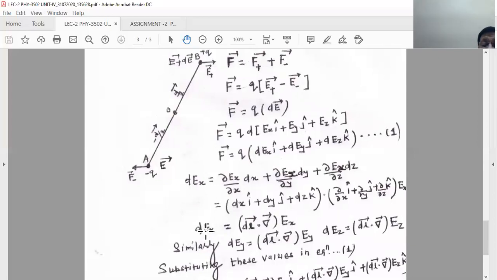Similarly, you can write down for y, so instead of writing Ex, you write down Ey. Similarly, you can write down for z, instead of x, you write down z. So it is these equations. So you have calculated dEx, you have calculated dEy, total change in x component, total change in y component, total change in z component. You have calculated this. And now you have equation number 1. This is your equation number 1. So in this equation number 1, you substitute dEx, dEy, dEz.